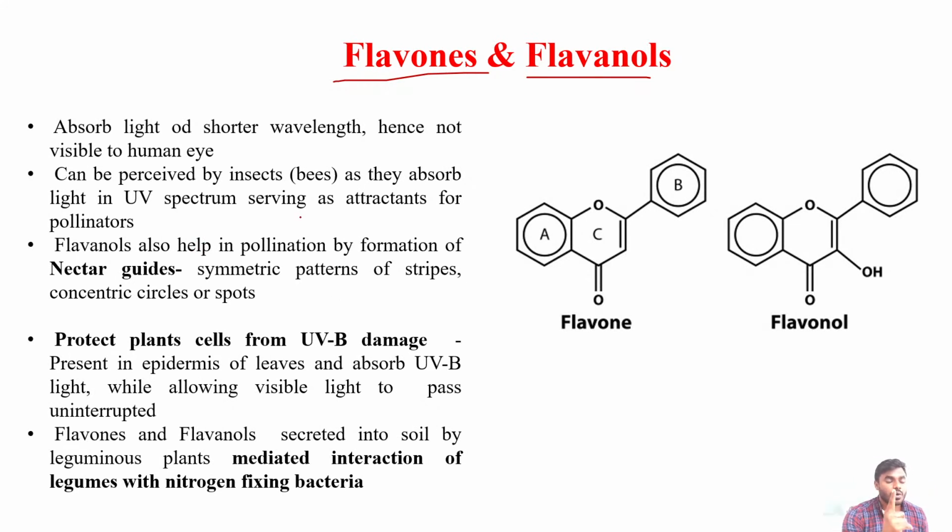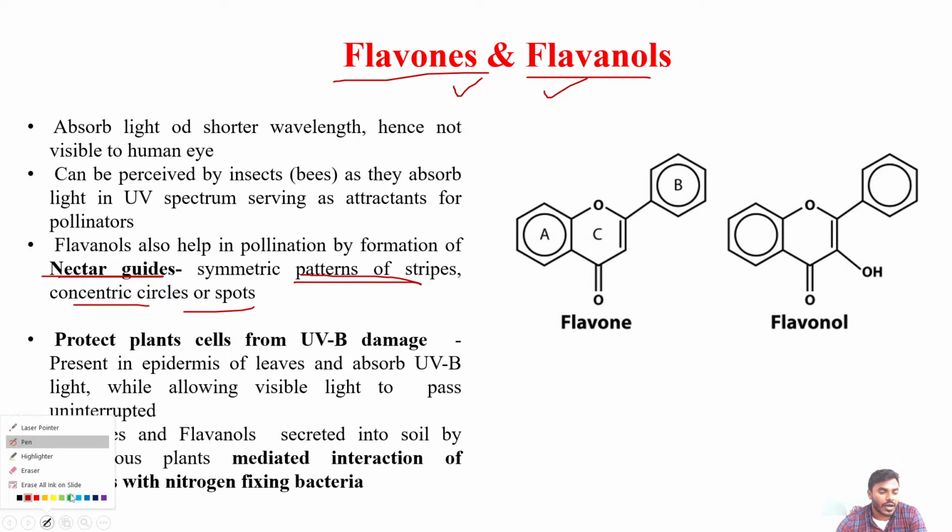Keep it in your mind. In a given 4-marker question, as one of the statements we can get: what is the statement we can expect? Flavones and flavonols are involved in the formation of nectar guides. The statement is absolutely true. What is a nectar guide? Symmetric patterns of stripes, concentric circles or spots.